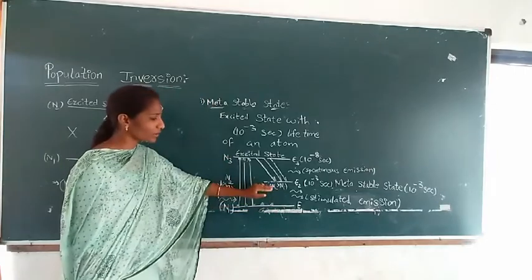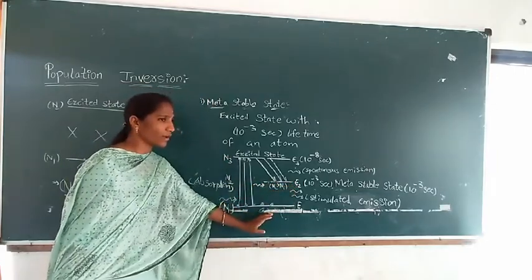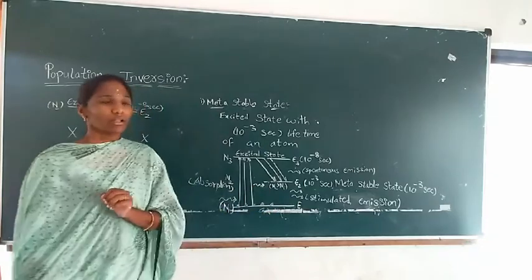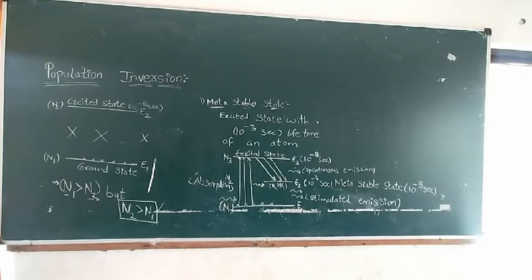That is, the number of atoms in the energy level E2 is greater than the number of atoms in the energy level E1. This is known as the metastable state, and by stimulated emission, by releasing 2 photons of energy, all the atoms again reach the ground state. So this is the condition of the metastable state.